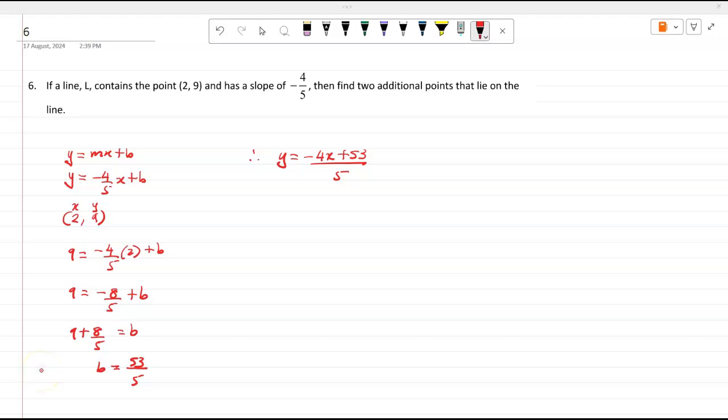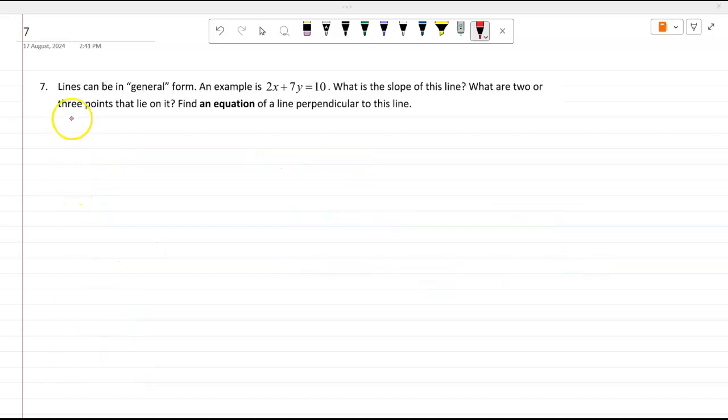So if x is 0, your y will be 53 upon 5. And then what else will you take your x as? We can do 1. So y is equal to minus 4 into 1, which is minus 4, plus 53 upon 5. That's 49 over 5. So (1, 49 over 5). You can substitute any value of x, it doesn't matter. You can put 100 also. This is the general form.